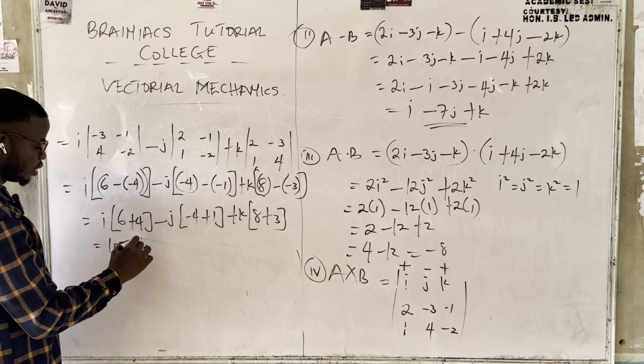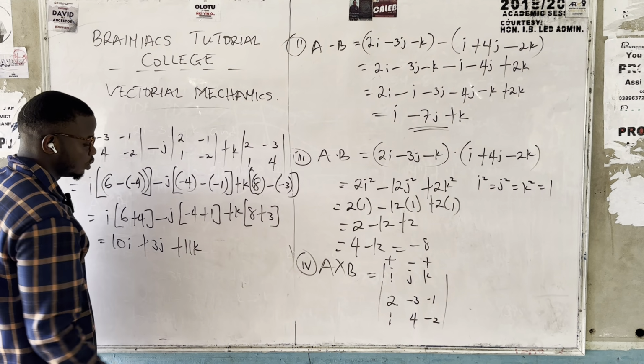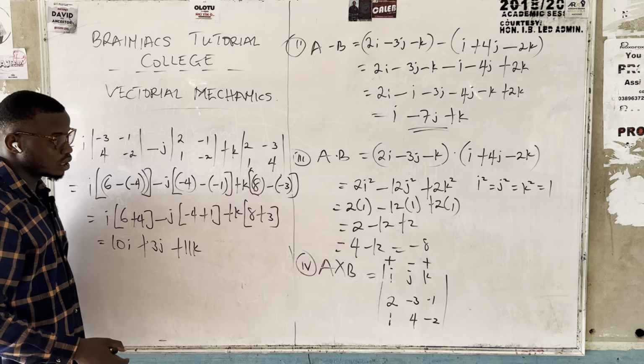So now this one plus this one will give us 10 times i, that will give us 10i. Minus 4 plus 1 will give us negative 3 times negative j, that will give us plus 3j. Then 8 plus 3 will give us 11, then times k, that will give us 11k.